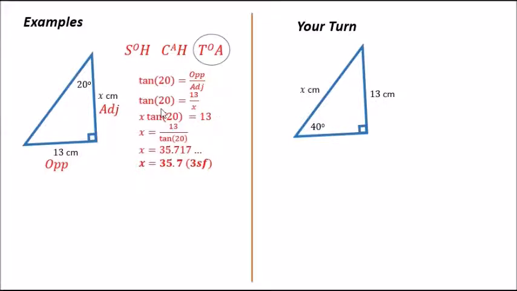Now x tan 20 is equal to 13, this means x multiplied by tan 20 is equal to 13. So we can do the opposite of multiply by tan 20. We can divide both sides of our equation by tan 20. When we do that, we end up with x is equal to 13 divided by tan 20. If I type that into the calculator, making sure I put brackets in the right place, making sure the calculator's in degrees mode, then I get an answer of 35.7 to three significant figures.